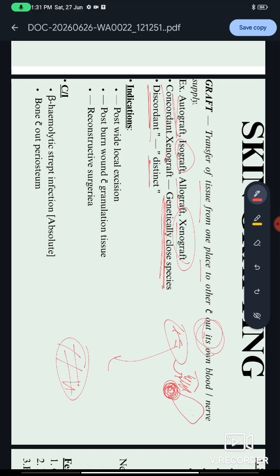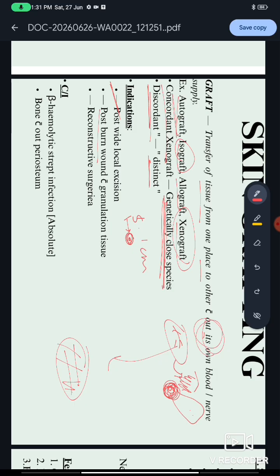Now, what are the indications for skin grafting in burns patient or otherwise? It is wide local excision. Means if there is, for example, a tumor, then we keep 5 to 1 centimeter of wide local excision margin based upon how aggressive the tumor is. So as a result, a defect is formed which is huge. So to compensate that, you go for skin grafting.